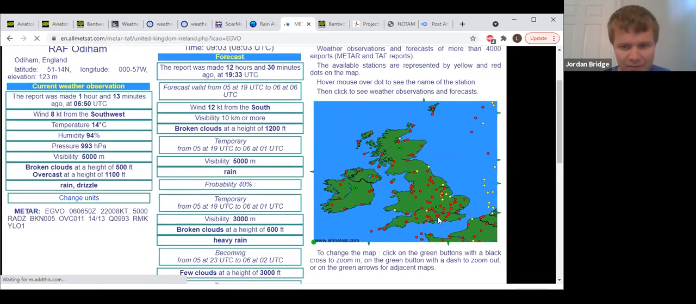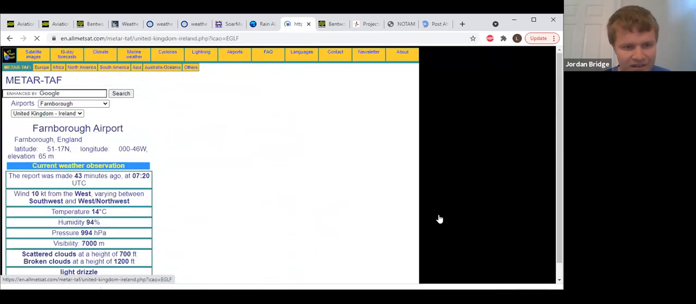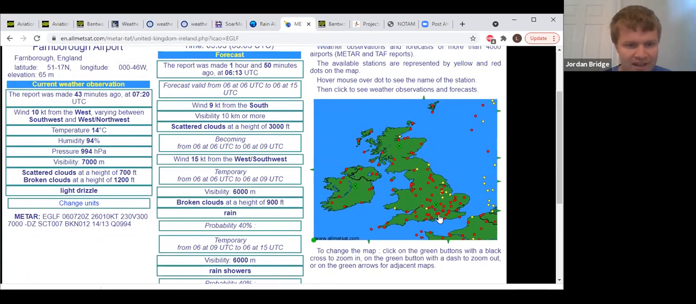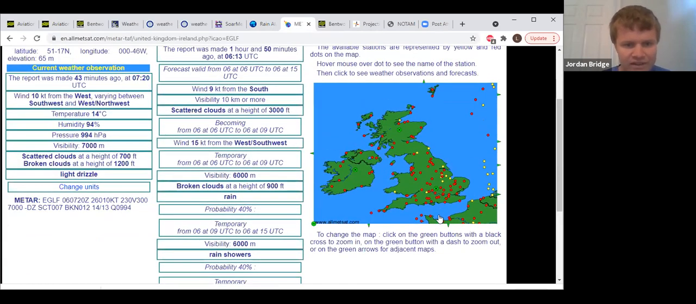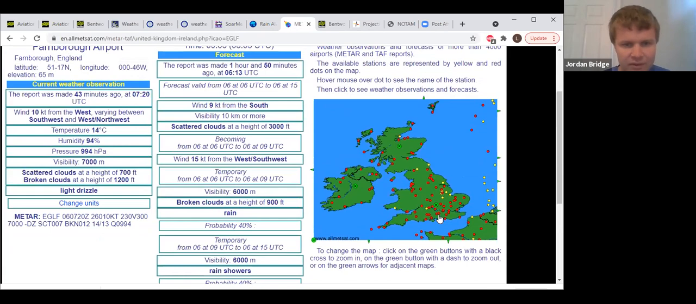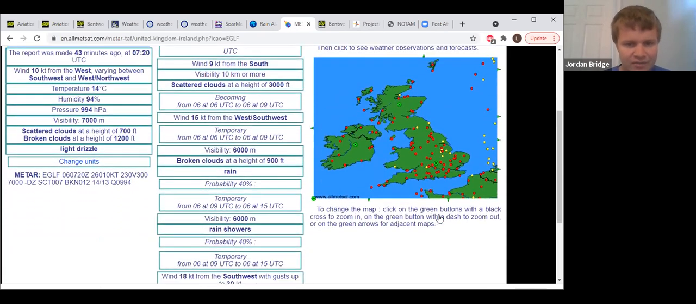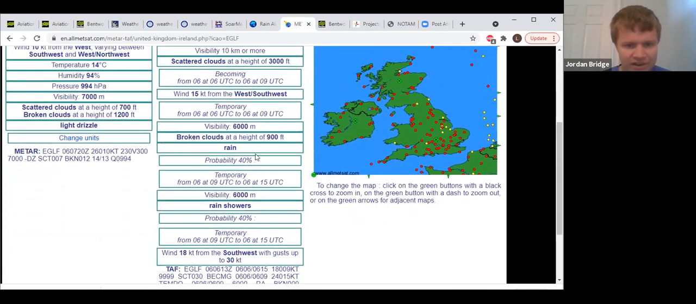Let's see if we can get a more recent one. So the forecast was saying scattered at 700-800 feet and broken at 1200, going up to scattered at 3,000, but as you can see, lots in the TAF here to suggest that we're going to get showers and potentially some large gusts.